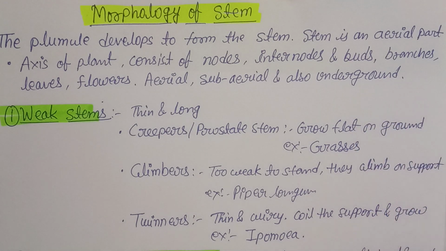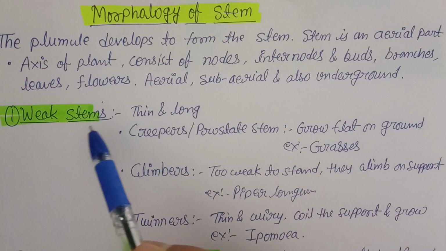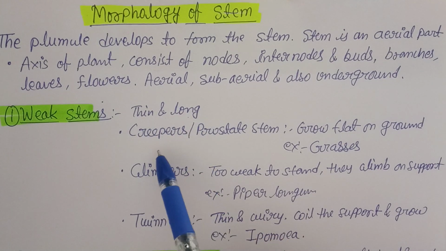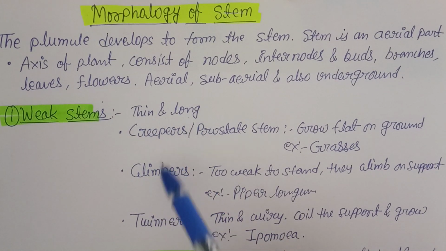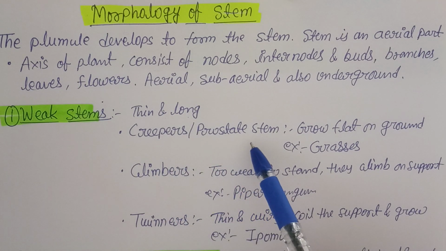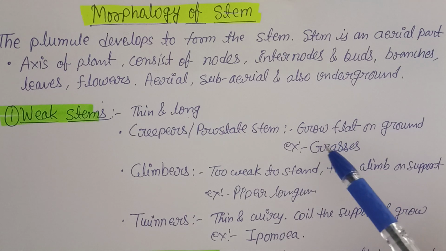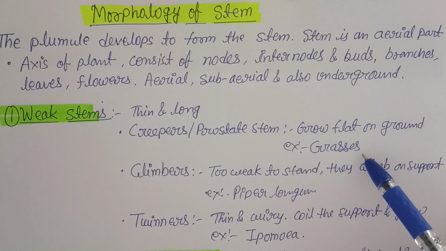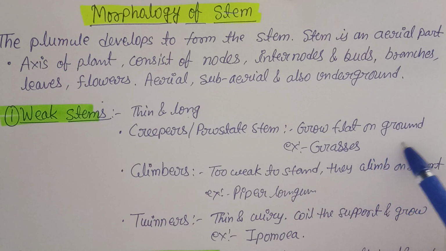So we are having two basic types of stem: weak stem and herbaceous woody stem. The first one is the weak stem. Weak stems are thin and long. Here we are having three types of weak stem, like creepers or prostrate stem. When we talk about creepers, they grow flat on the ground, for example grasses. You might know the grasses, you have seen how they grow flat. They will not go straight always.